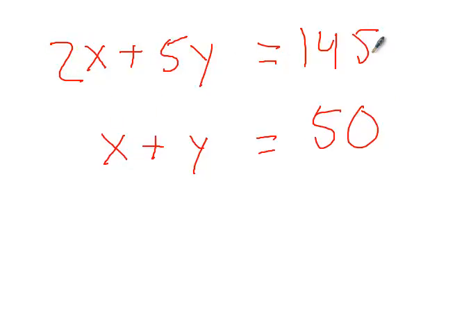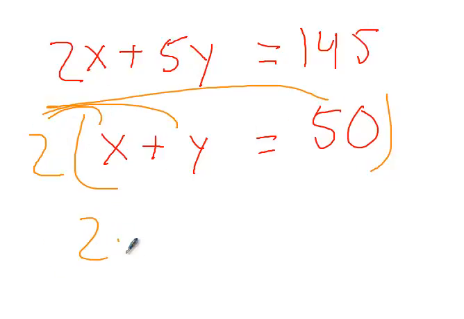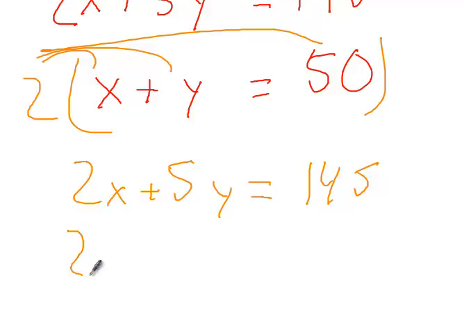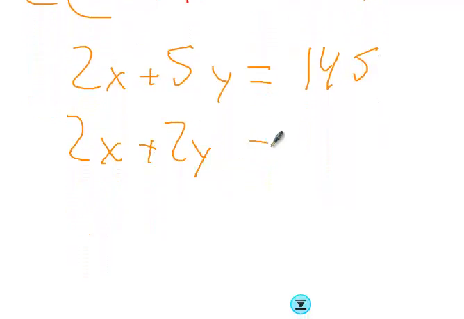So there's your two equations. 2x plus 5y equals 145. X plus y equals 50. All right. So in order to solve this, we need to eliminate either x or y. I'm going to eliminate the x's, so I'm going to multiply everything in the second equation by a 2. So the first equation, I'm just going to rewrite. And then the second equation becomes 2x plus 2y equals 100.